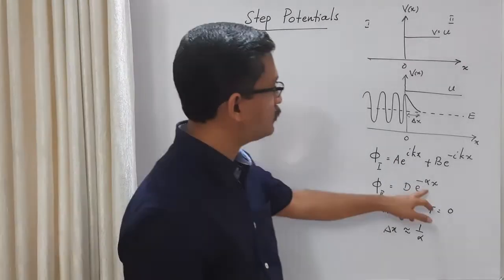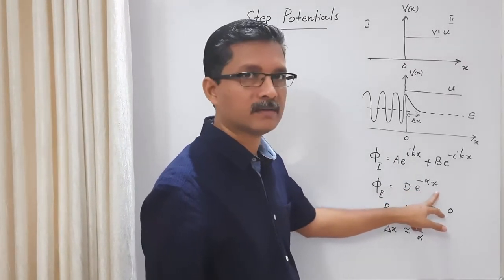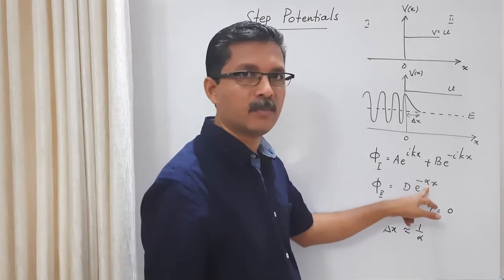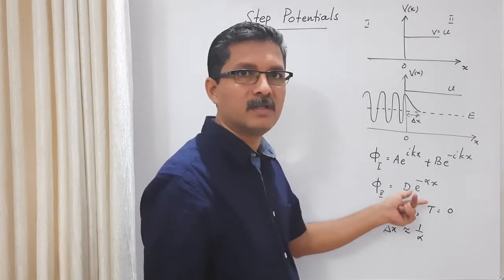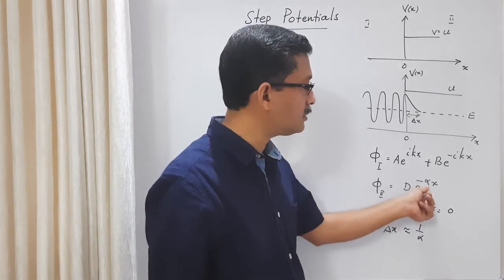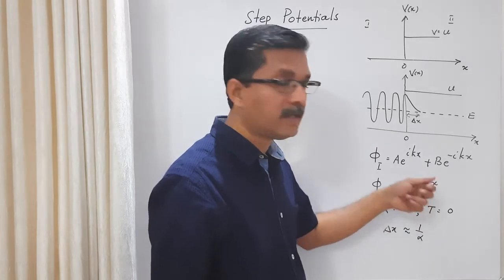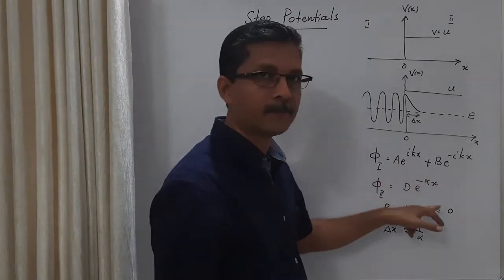Incidentally, from here you can see that alpha has a dimension of 1 by length, just like k. But we cannot call alpha a wave number because the wave function in region 2 is not an oscillatory wave function. In that sense it's not a traveling wave. So even though its dimension is 1 by length, it cannot be interpreted as a wave number. That's why we have not used k here. Okay.